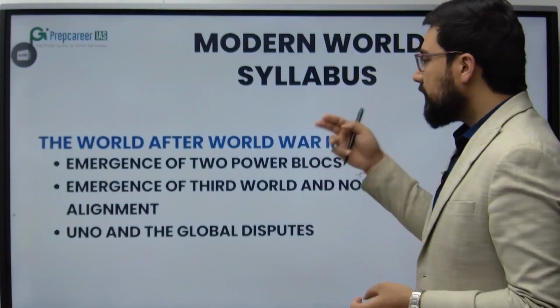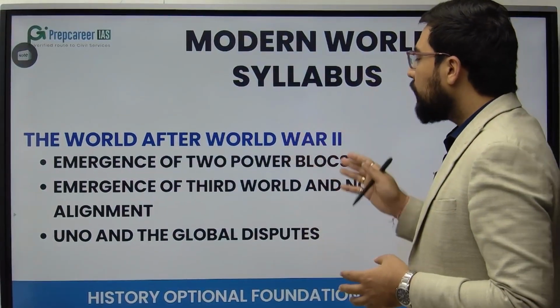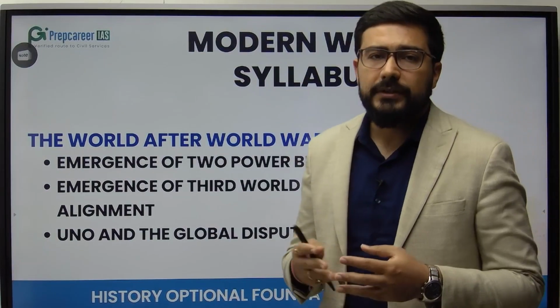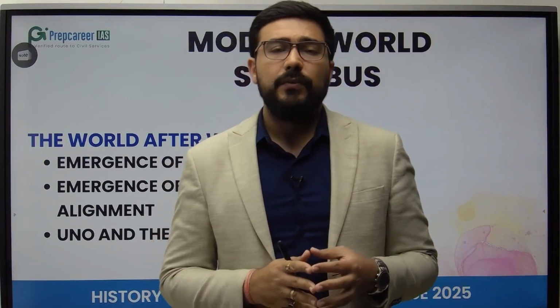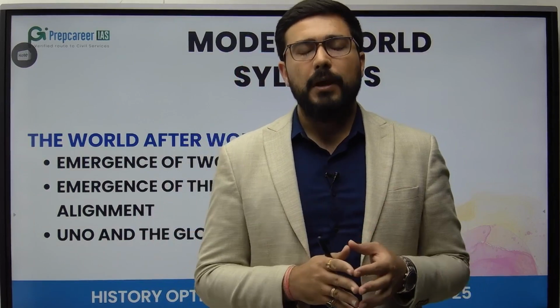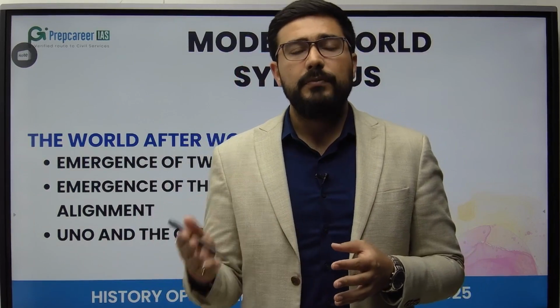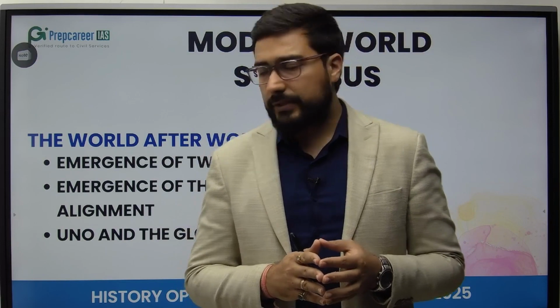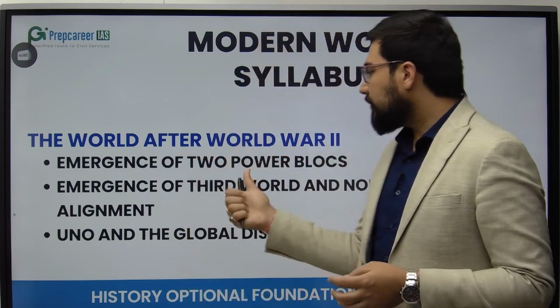So if we see the syllabus of this part, the world after World War II. After World War II there were three major trends. The first one was the division of the world into two blocks, right? The capitalist bloc under USA, while the communist bloc also rose under the USSR. That is the first topic, emergence of two power blocks.